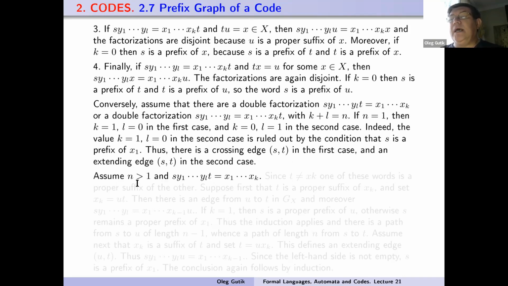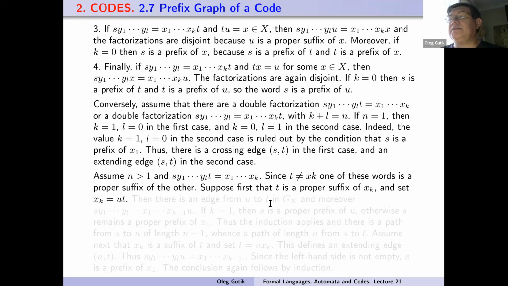Assume that n is greater than 1 and the word s y1 so on yl is equal to x1 so on xk t. Since the word t is not equal to the word xk, one of these words is a proper suffix of the other. Suppose first that the word t is a proper suffix of xk, and set xk equal to ut.